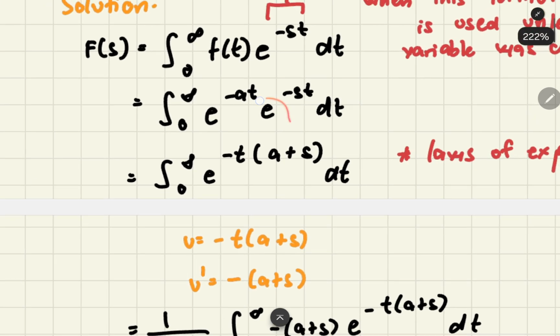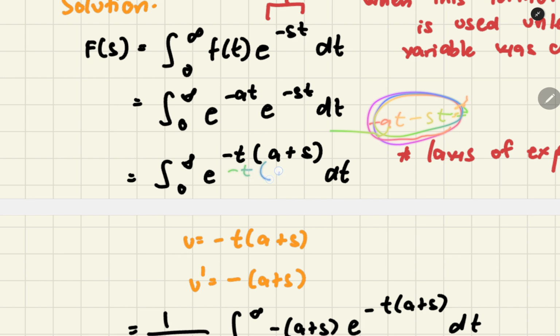Now from this one, as you can see, they have the same base. By the law of exponents, if the same base is multiplied, their exponents will be added, right? So their exponents here were added, so it became negative at minus st. And then the t was factored out, therefore it became negative t times a plus s. That's where it came from.